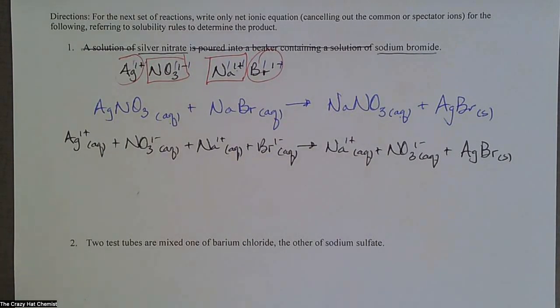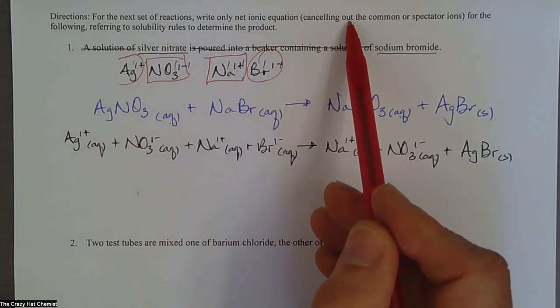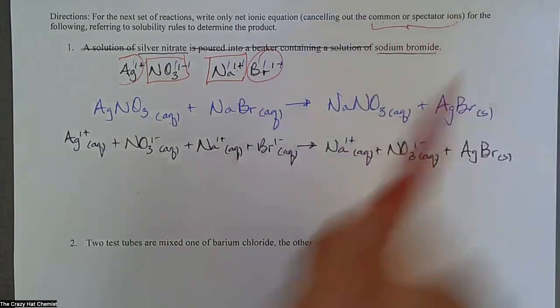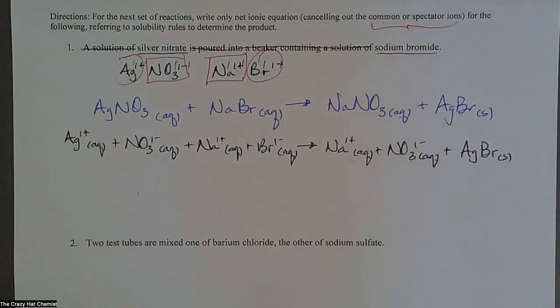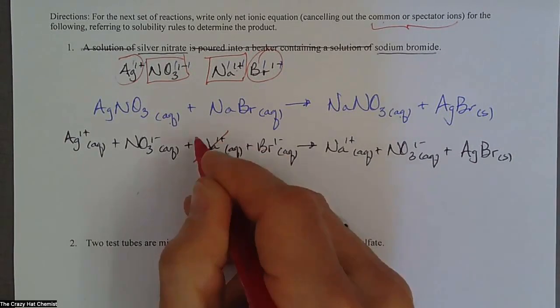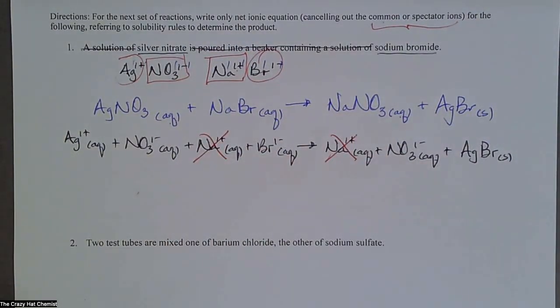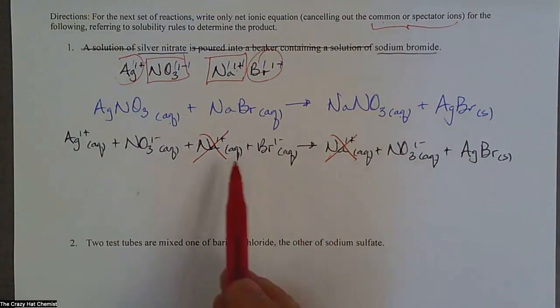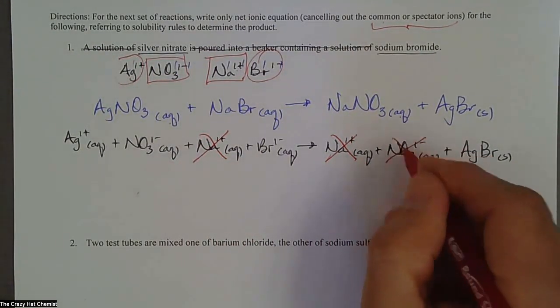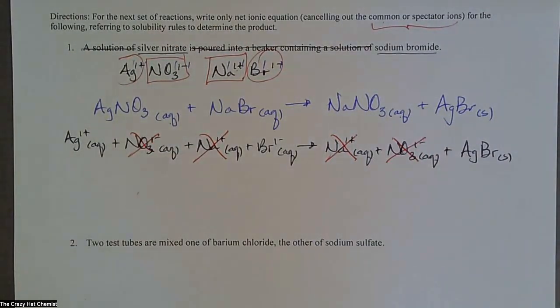And now what we are going to do is cancel out, and that's what this says, canceling out the common or spectator ions. Spectator ions are common ions. What are the common or spectator ions? Well, they must be the same on both the reactant and product side, exactly the same in their state of matter. They're both +1, they're both aqueous, and there's 1 and 1. So they cancel out. And then also the nitrates. So what are the common or spectator ions? The sodium ions and the nitrate ions.